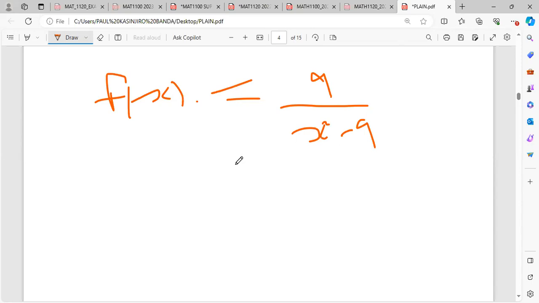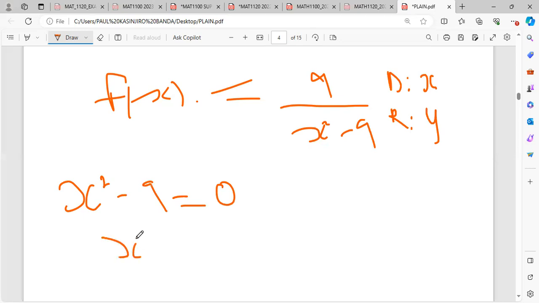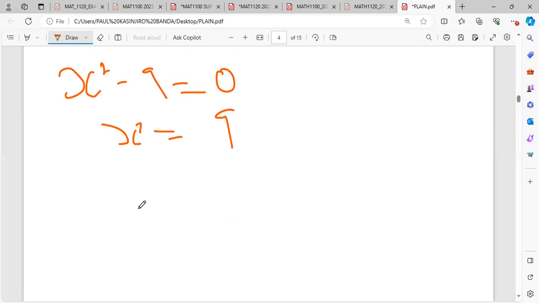Then they're saying find the domain, find the range. So I said domain, x values; range, always know that we're talking about y values. So let's find the domain. How do you find the domain? You simply equate the denominator to 0 and find the x value. So we're going to say x squared minus 9 is equal to 0, so x squared is equal to 9. What do you get when you do a square root? Since the square will go, x is equal to plus or minus 3.